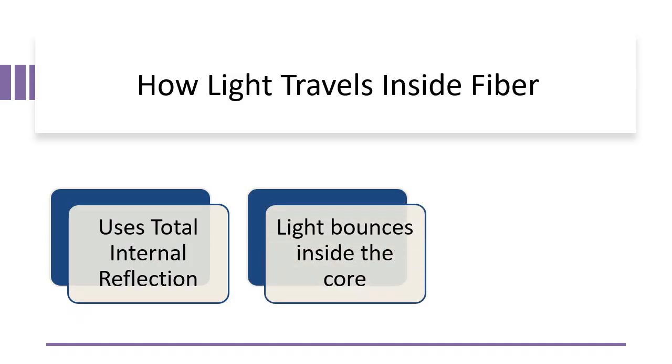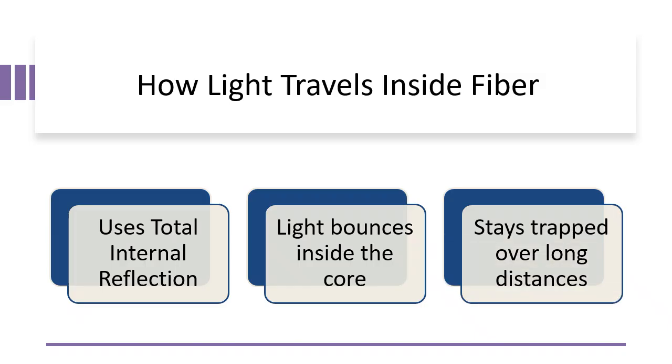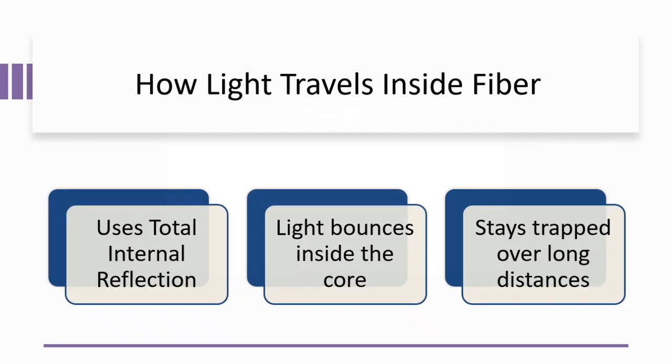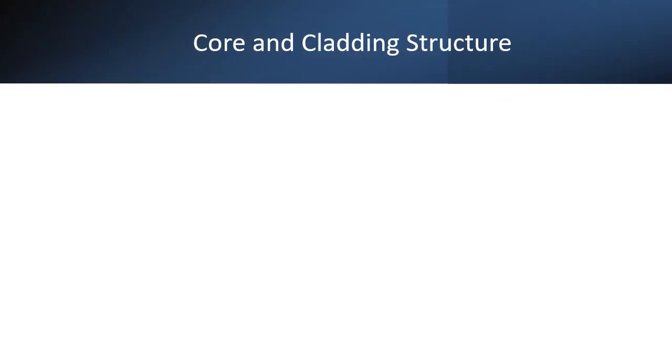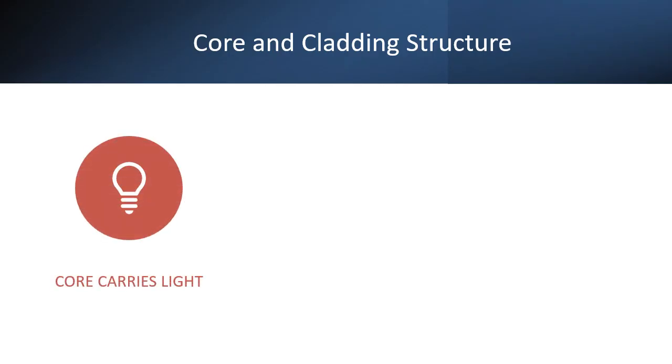Core and cladding structure. A fiber optic cable has two main layers. The core carries the light signal. Surrounding it is the cladding, which reflects the light back into the core. An outer protective jacket shields the fiber from physical damage.